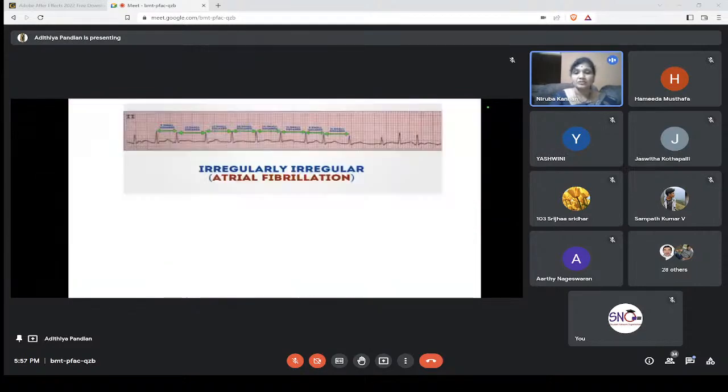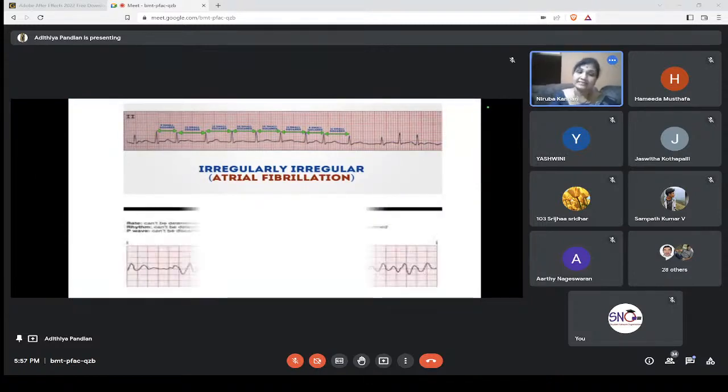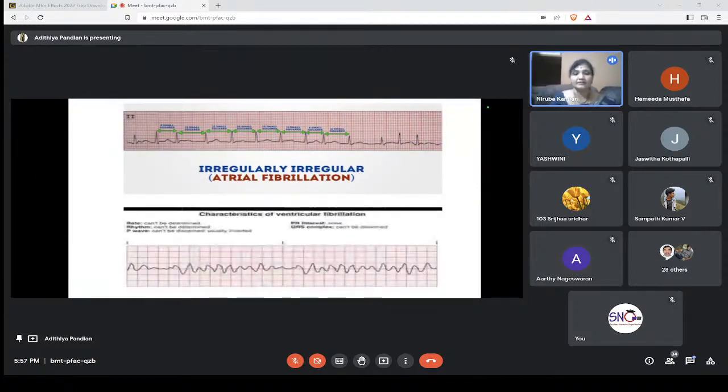It happens usually in valvular prolapse. This is fibrillation, atrial fibrillation. When the heart rate is more than 350, there will be irregular waves called F waves. For 10 P waves, you can get 1 QRS. So that becomes fibrillation. The next slide, please.